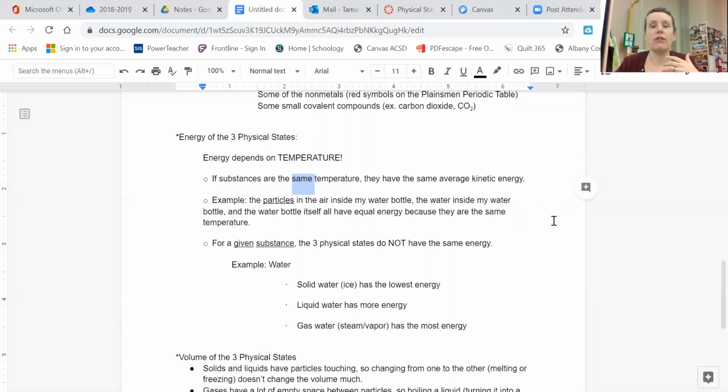Okay, so if you're looking at air inside my water bottle, okay, this example here, the particles of the air inside my water bottle, that's a gas. But then I also have water inside my water bottle, that's a liquid. And then the water bottle itself is a solid. I've got solid, liquid, and gas all together in my water bottle, okay? They all have equal energy because that entire bottle of water is all one temperature. Okay, so their particles have an average amount of energy that's the same across the board.